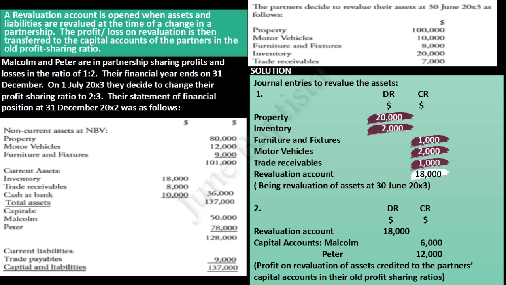Let us look at the second journal entry. The revaluation account is debited $18,000 and therefore closed, and the capital accounts of Malcolm and Peter are credited with the profit on revaluation in their old profit-sharing ratio of 1:2. Malcolm's capital account is credited with $6,000 and Peter's capital account is credited with $12,000.